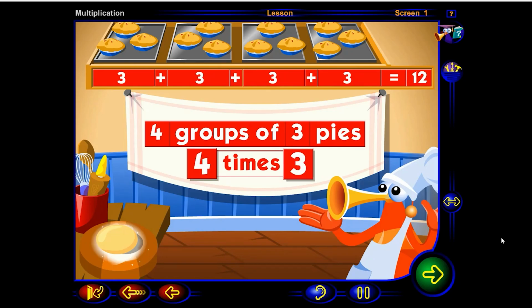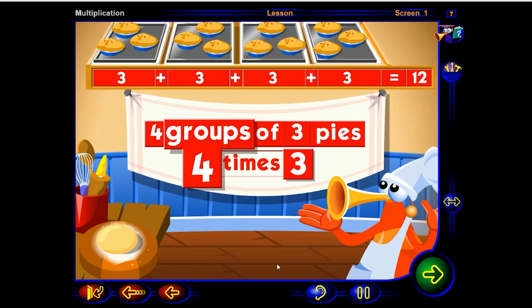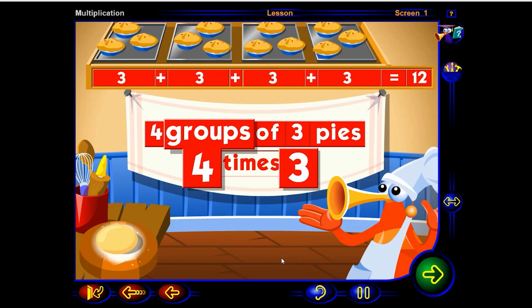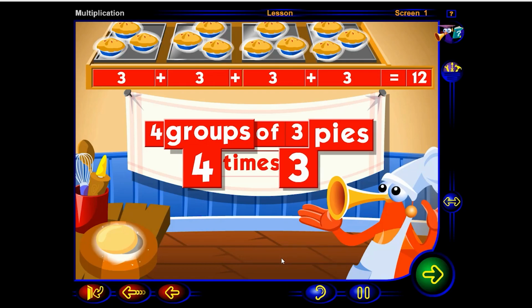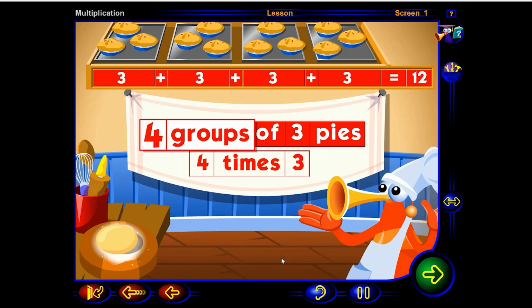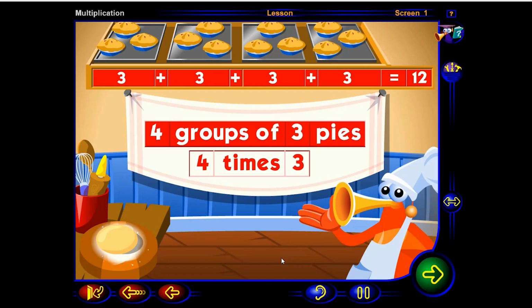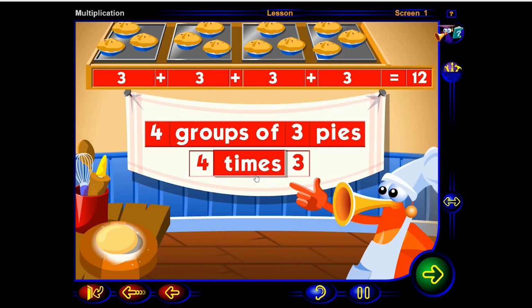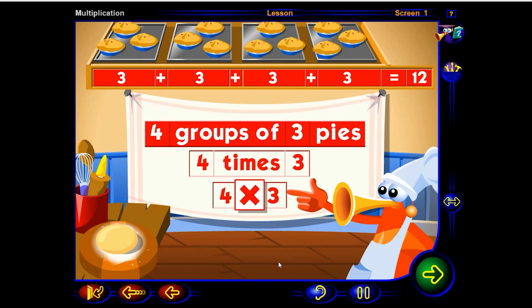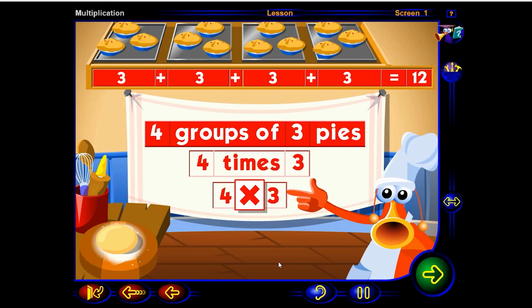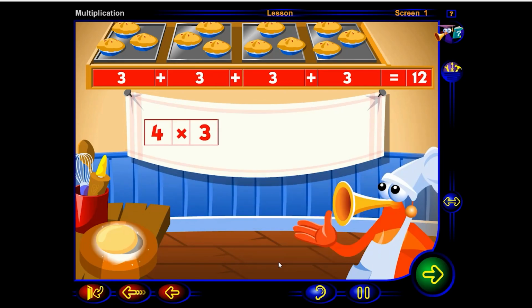Click on these numbers. This number tells us how many groups of pies there are. This number tells us how many pies are in each group. 4 groups of 3 is 4 times 3. Click on the word times. This sign is called the multiplication sign. When we write two numbers separated by this sign, we are multiplying.